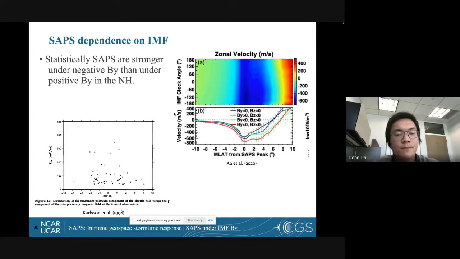But basically, the conclusion is kind of consistent. SAPS are statistically stronger under negative BY compared to positive BY. Well, just consider the background I mentioned in the second study. SAPS does have such a preference between dawn and dusk. Therefore, we should expect some asymmetry or some different behaviors on the positive and negative BYs.